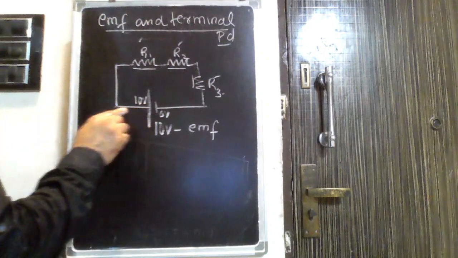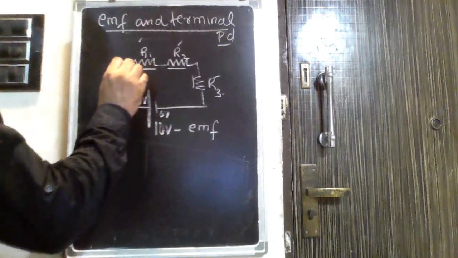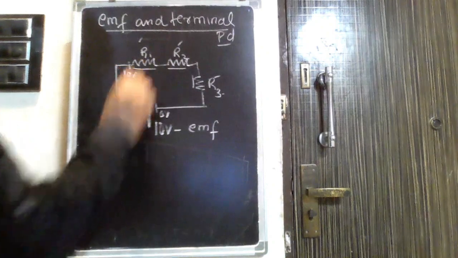So 10 volt is my battery voltage. Until this point, I'm not losing energy. So my 10 volt remains 10 volt only.